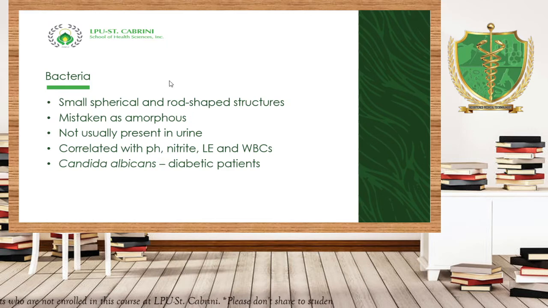But you must observe for the presence of amorphous and spherical bacteria, the cocci. Now, rod shapes are more common. Spherical ones are common, but there are also rod shapes. An example of a rod-shaped bacterium or bacilli that can be seen in urine is Escherichia coli or E. coli. Okay? So please take note, guys, that it is Escherichia coli, not Entamoeba coli. Escherichia coli.